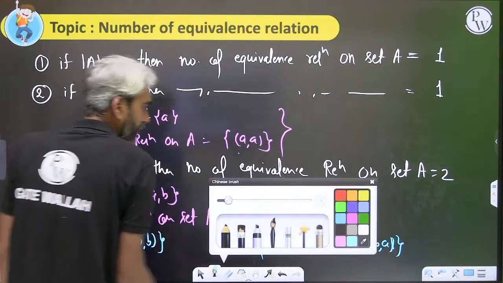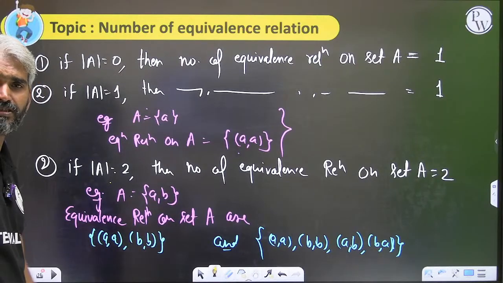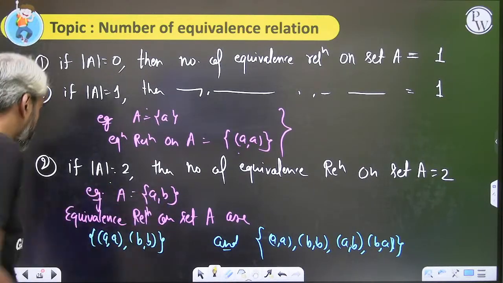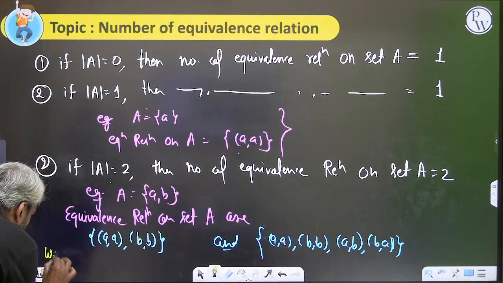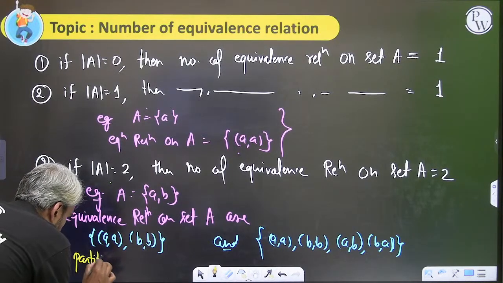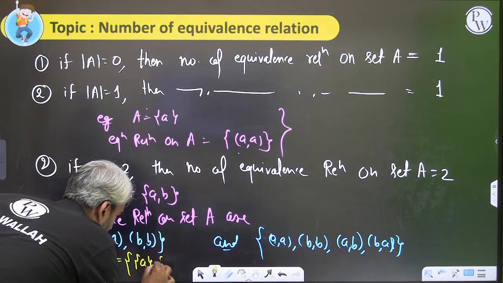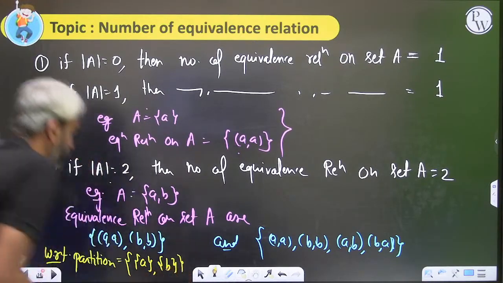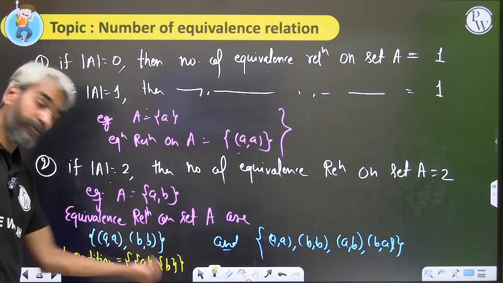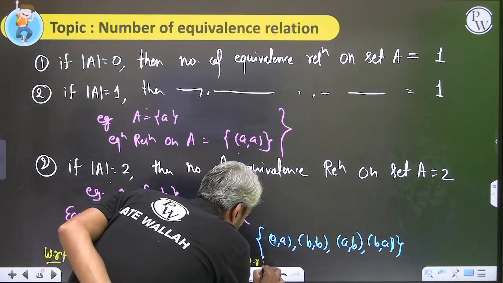Now please try to understand. Sir, if you ask me that this particular equivalence relation is with respect to which partition of this set? So with respect to this one partition: if you take A cross A, you will get (a, a). If you take B cross B, you will get (b, b). And this one is with respect to another partition.